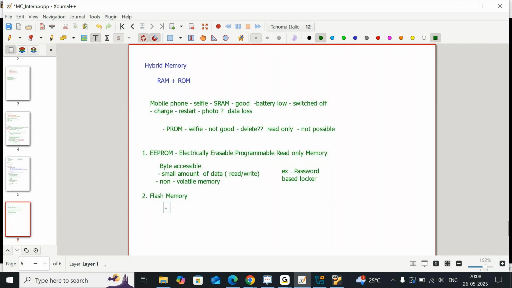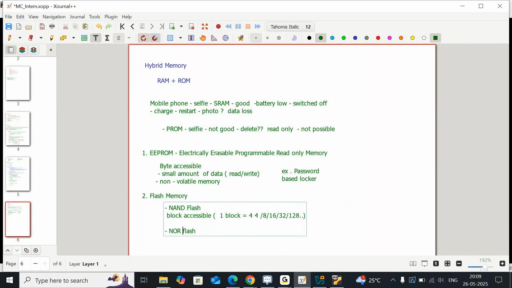Under flash memory we have two categories, NOR flash and NAND flash. This is block accessible, which means you can write blockwise. One block can be n number of bytes: 4 bytes, 8, 16, 32, 128 bytes, and it can go up to 256 bytes also. So you can store a large amount of data. This type of memory can be used in pen drives to store movies.